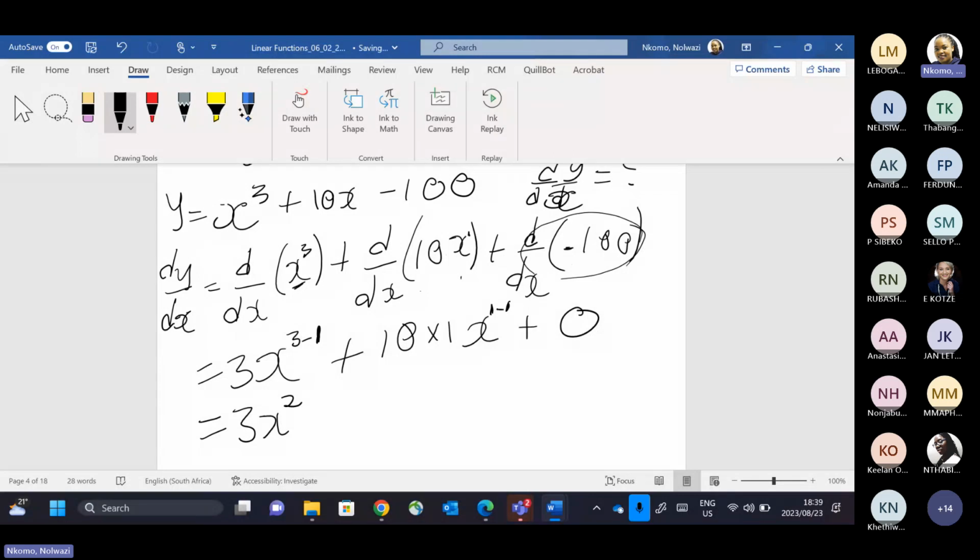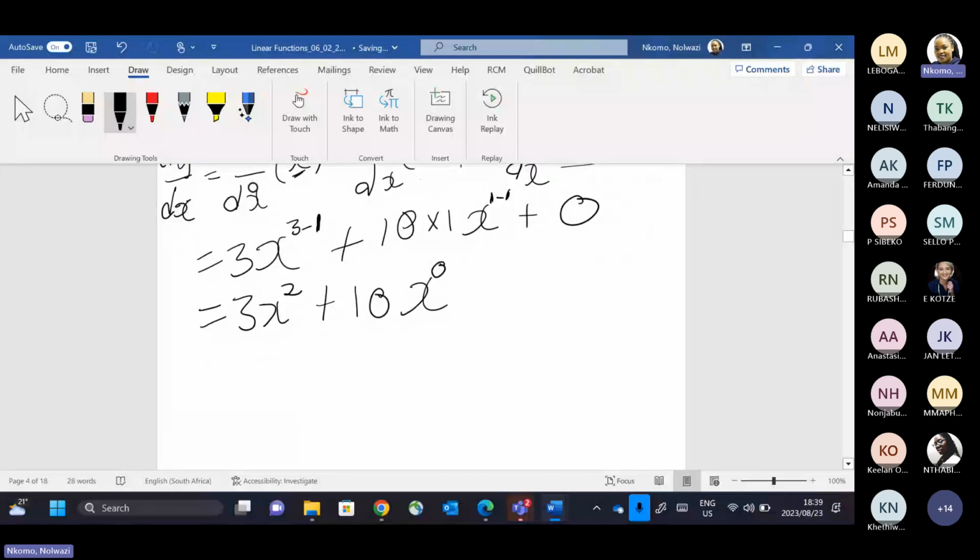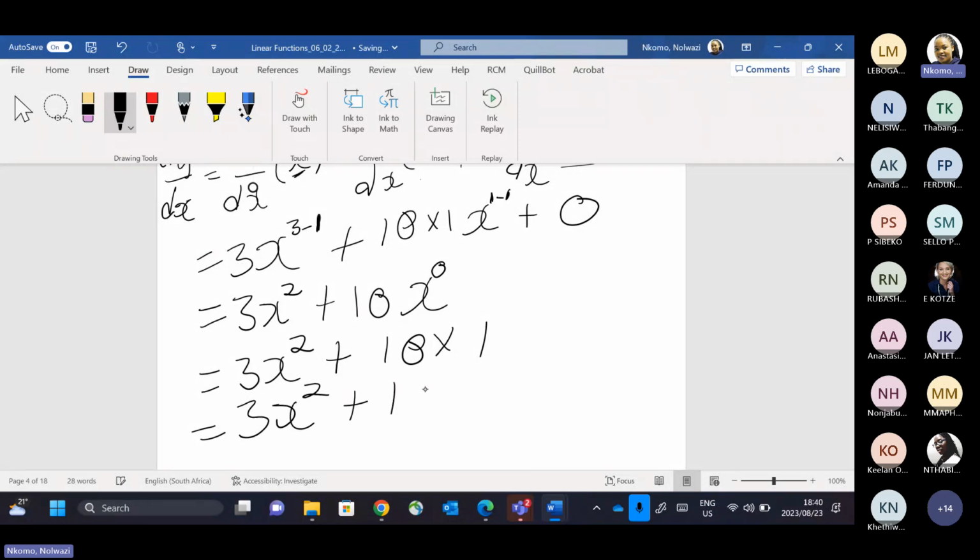10x to the power 0, because we have 1 minus 1. Okay, there is no need for us to add 0. We still need to simplify further. Remember, any number or any term raised to the power 0, besides 0, is 1, right? So this means we can write this as 3x squared plus 10 times 1. Again, this is 3x squared plus 10.